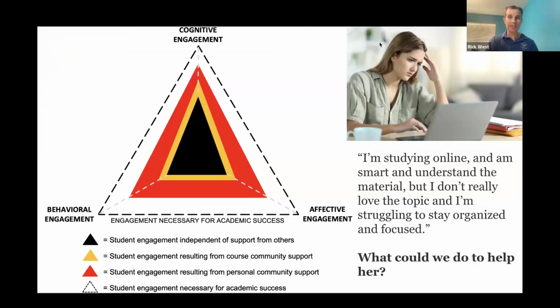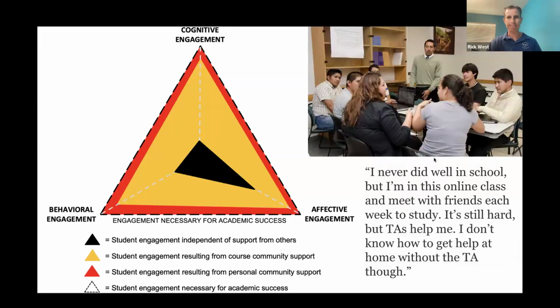There could be someone very different, like this student who says, I'm studying online and I'm really smart. I get it. I understand the material, but I don't love the topic. And because I don't love the topic, I'm struggling to stay organized and I'm struggling to focus. So here's someone with really high cognitive engagement, but low on the affective and behavioral engagement, right? And you can see the triangle stretching there.